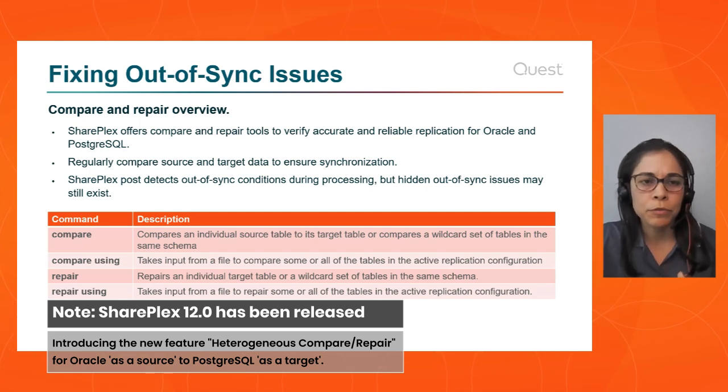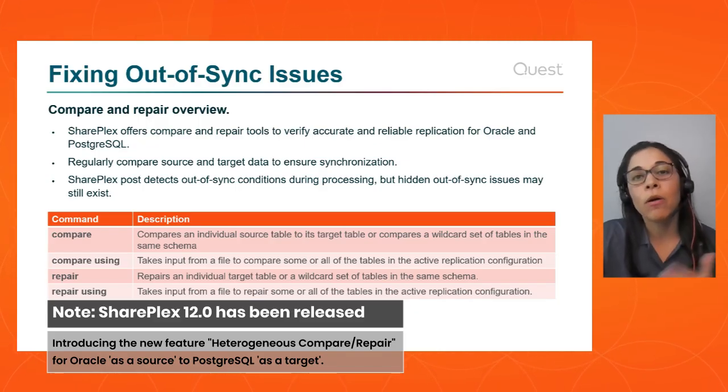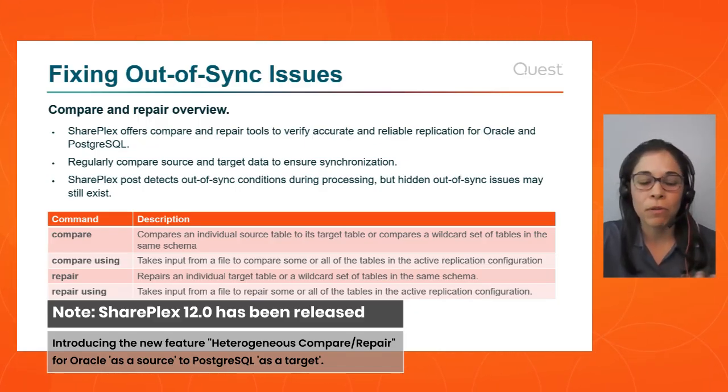The main options for compare include compare and repair for individual tables only, or wildcard sets within the same schema. Or you can use compare using and repair using to take input from a file, which gives you flexibility in specifying the tables for the process. You can list all the tables you want on that specific file to run the compare or repair utility with. We will see this in a while.